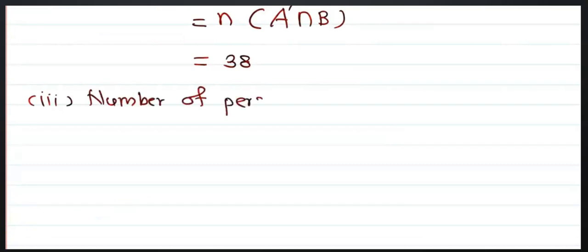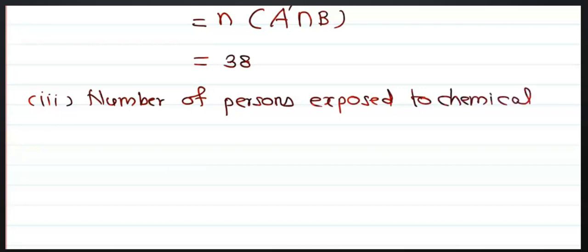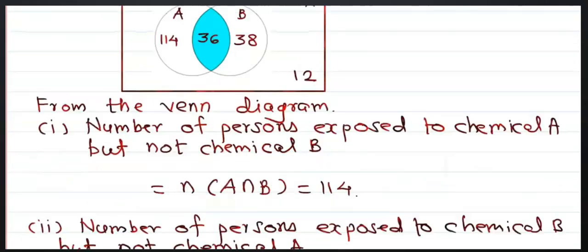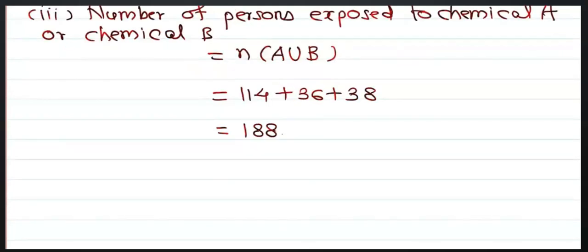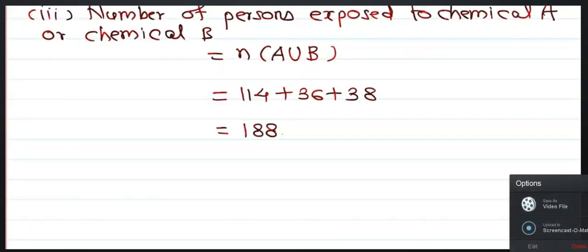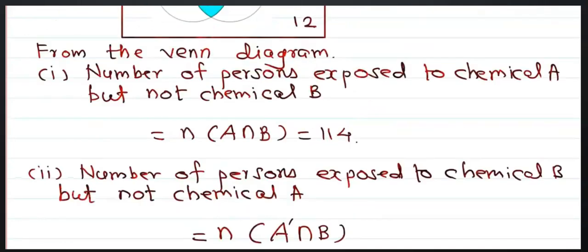Third, chemical A or chemical B. Now we want to find A union B. The number of persons exposed to the chemical A or chemical B, N of A union B, is equal to 114 plus 36 plus 38, and that is equal to 188.